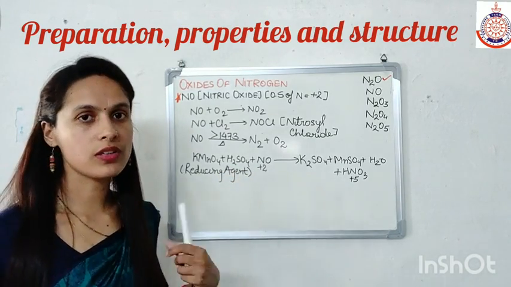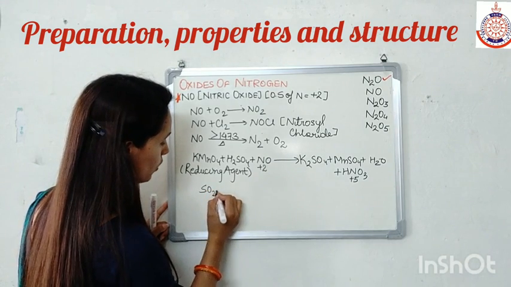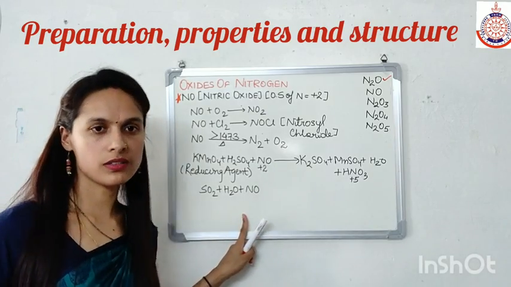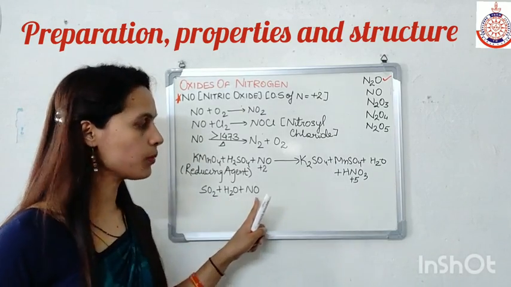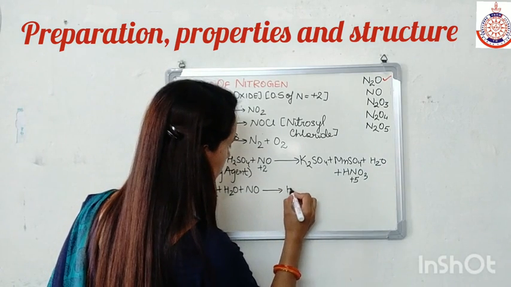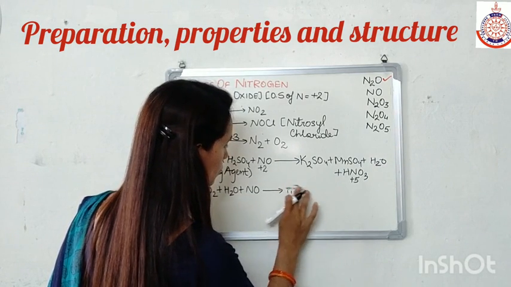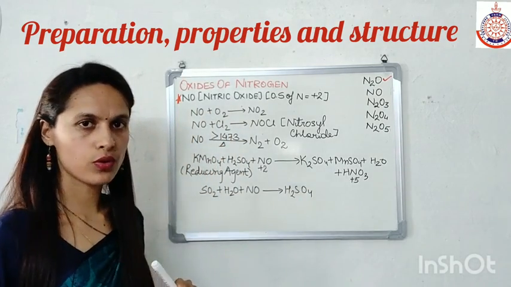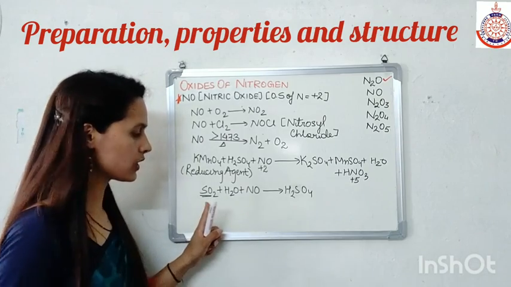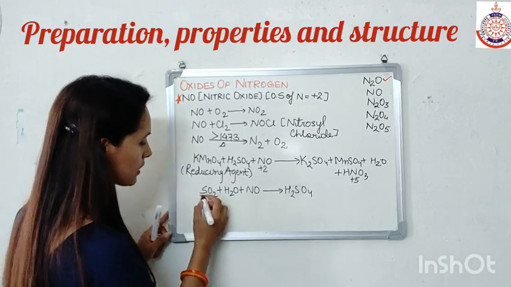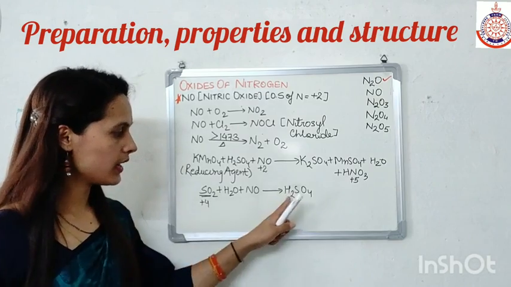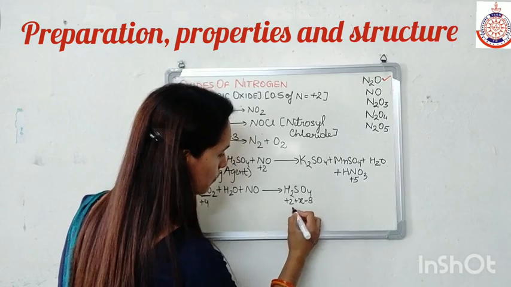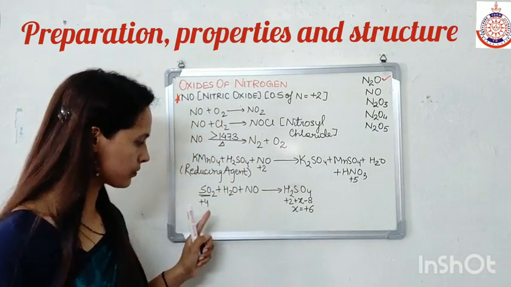And if I talk about the second reaction, that is SO2 plus H2O plus NO, then first it formed H2SO4. Now here, if I talk about the oxidation state of sulfur, the oxidation state of sulfur here is +4. And if I calculate here, it is +2 plus X minus 8. So X equals +6.